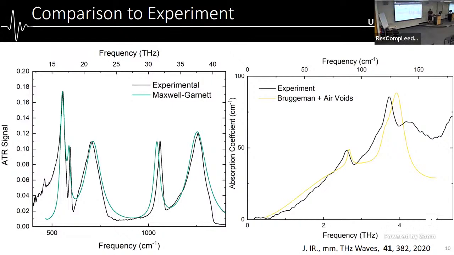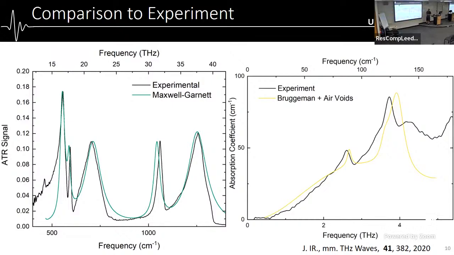And the only thing we haven't calculated here is the peak widths. We've taken the peak widths from experiment and used that as part of the fitting process. But you can see basically very good agreement with experiment. At the lower frequencies, the Maxwell-Garnett doesn't work as well, and we're still not entirely sure why, but there's another effective medium approximation that we can play with.